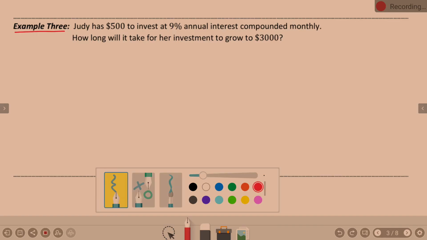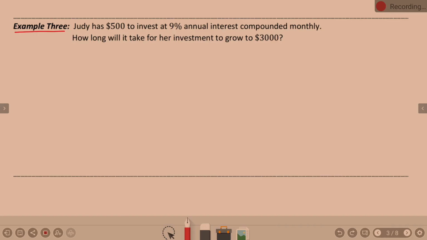Judy has $500, seems to be my thing today, invested at 9% annual interest, compounded monthly. Maybe these weren't the best two examples to pick back to back. It's all right. How long will it take for her investment to grow to $3,000?